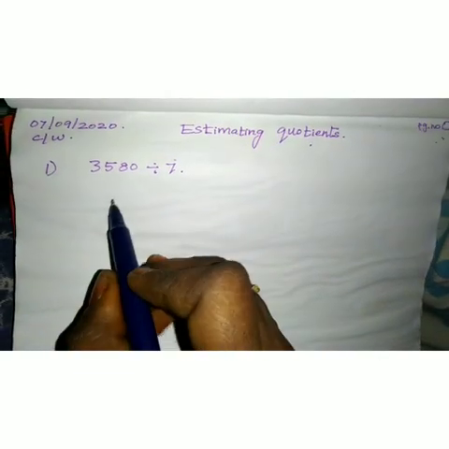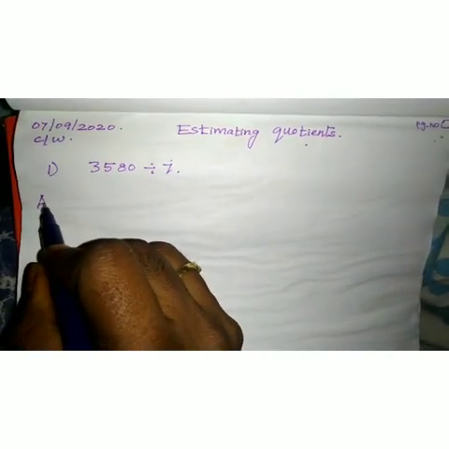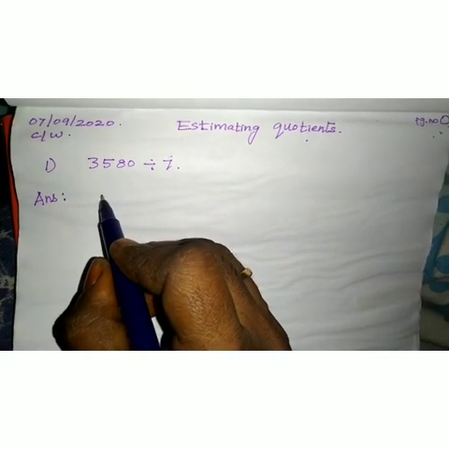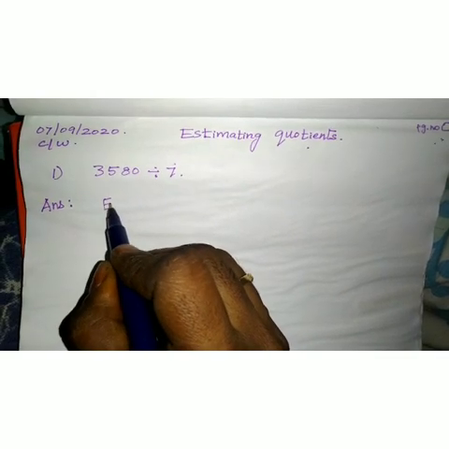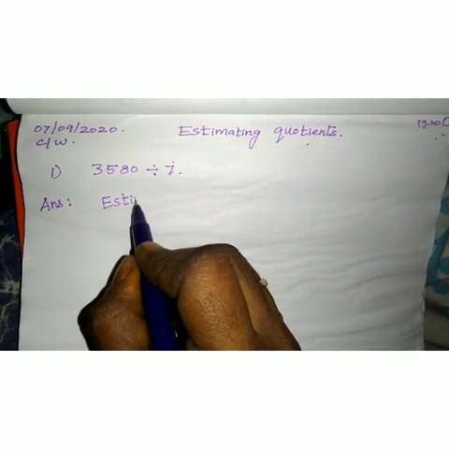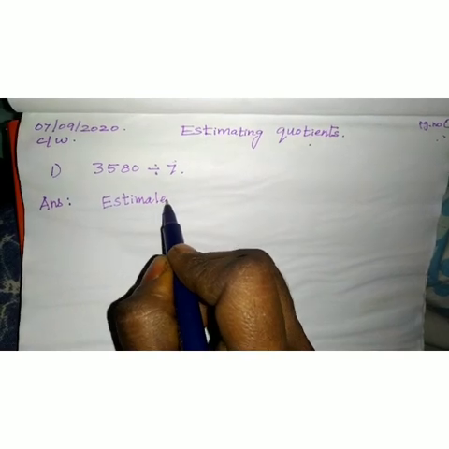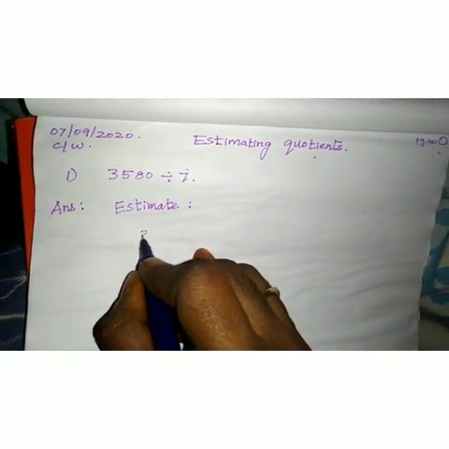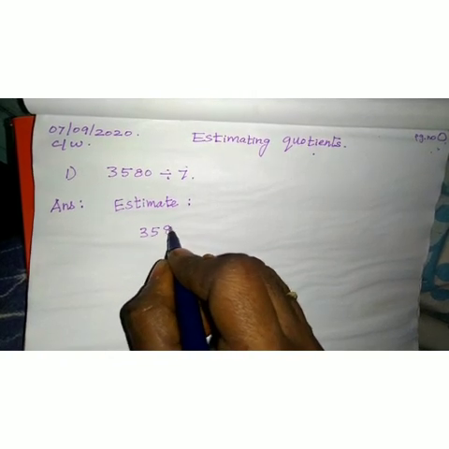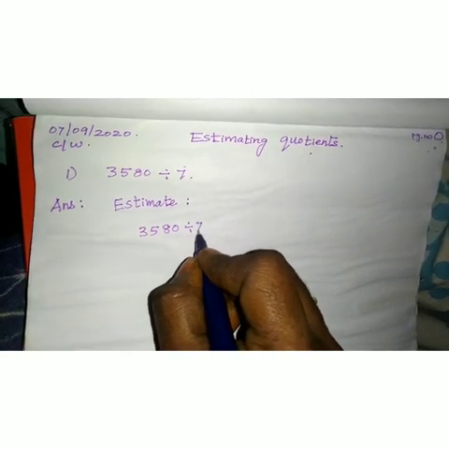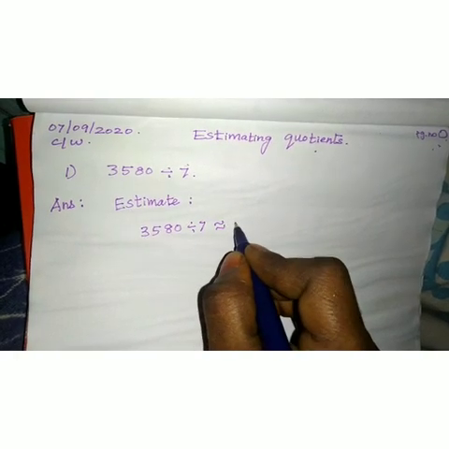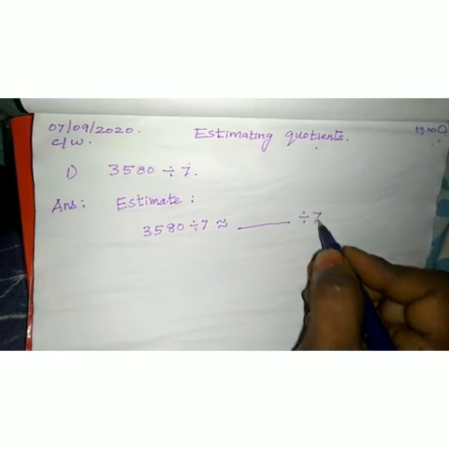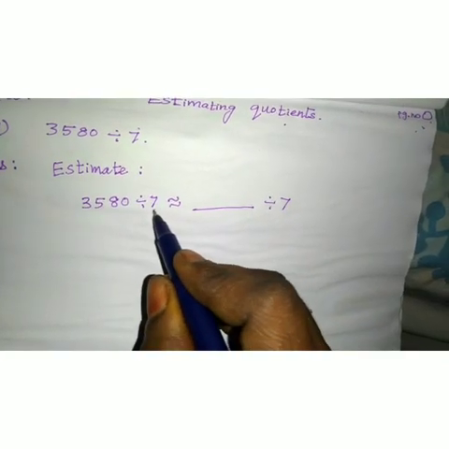Here you have to do estimation first. Write the answer as ANS and write the heading as estimate. Then write 3580 divided by 7 is approximately equal to dash divided by 7. You have to find the approximate value using the 7th table.